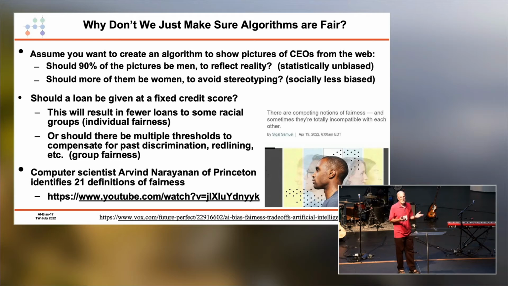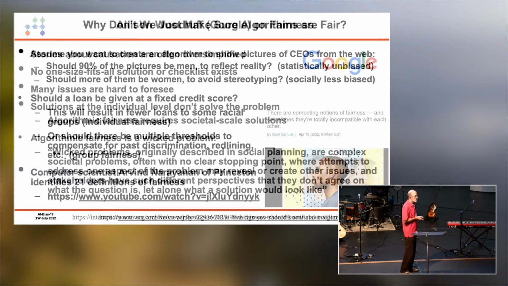How about loans? Should you give loans at a fixed credit score? Individual fairness? Or should you have multiple thresholds to compensate for past discrimination, redlining, and so on? Group fairness. Well, they point out that this Arvind Narayanan says he's got a lot of A's in his name, but he has even more definitions of fairness in his talk there. It's about 55 minutes. And he points out he's a computer scientist. So he was an ethicist and a philosopher. He had many more definitions. It's a good YouTube link if you're interested.